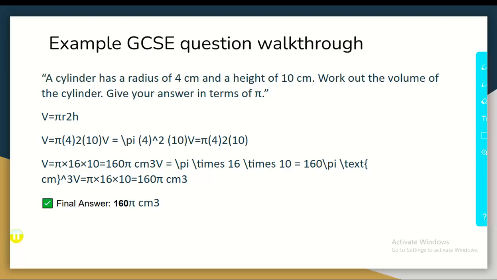So the first thing we do, we write down V equals pi r squared h. Now this is the formula we're going to use. And now we substitute it in: V equals pi times 4 squared times 10. Then we work this out, and we get V is equal to pi times 16 times 10, which is equal to 160 pi centimeter cubed. And the final answer that we get is 160 pi centimeter cubed.